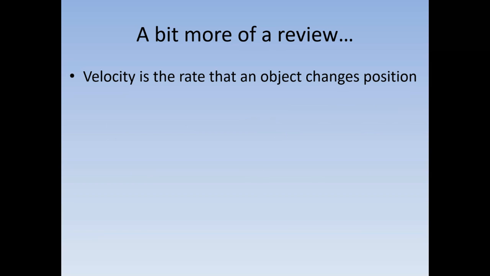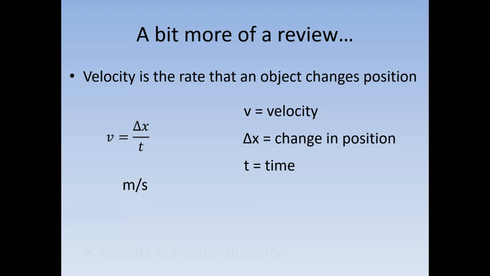Velocity is the rate at which the displacement changes. So we are looking at how the object's position changes over time. We can find velocity by taking the displacement divided by the time. This gives us a label of meters per second, and since velocity is derived from displacement, which is a vector quantity, velocity is also a vector quantity.